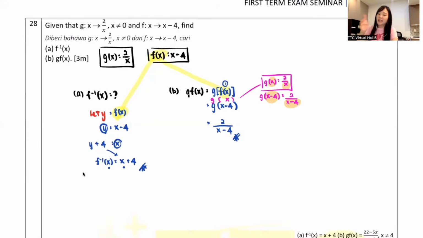Very good, Matthias. Guys, remember, I already told you, whenever the bottom has x, you must write comma, x not equals to. Don't tell me, teacher, they wrote 0. Can I copy? No. The one they wrote is for gx. The one you're writing now is for gfx. They are different. You must write a brand new one for yourself.